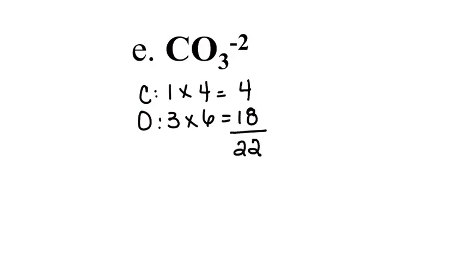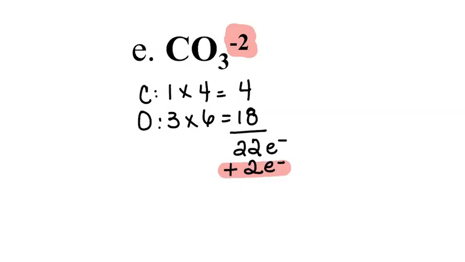Now, in this ion, see how we have a -2 charge? That is also taken into account. Because we have a -2 charge and we're counting the valence electrons, we're going to add 2 electrons, because we have a -2 as the charge.